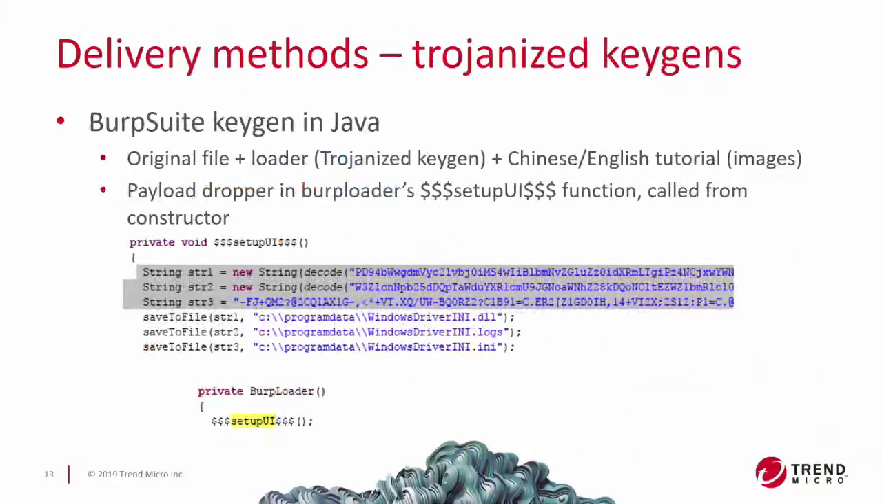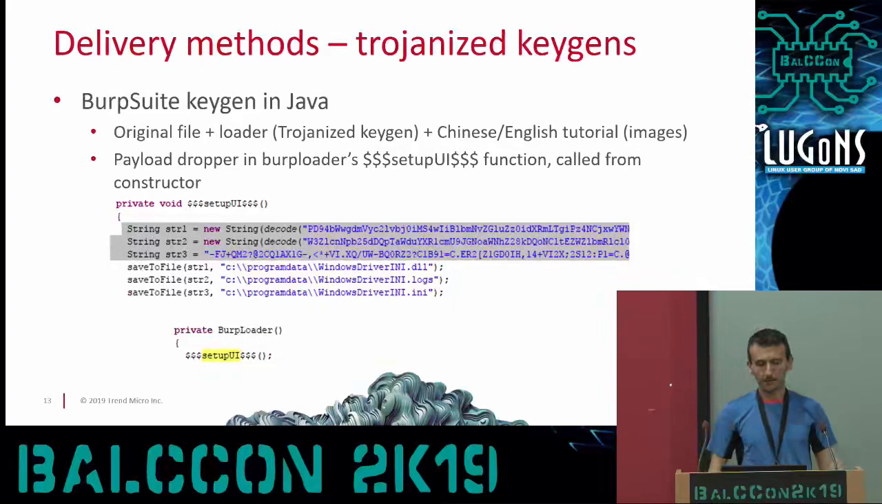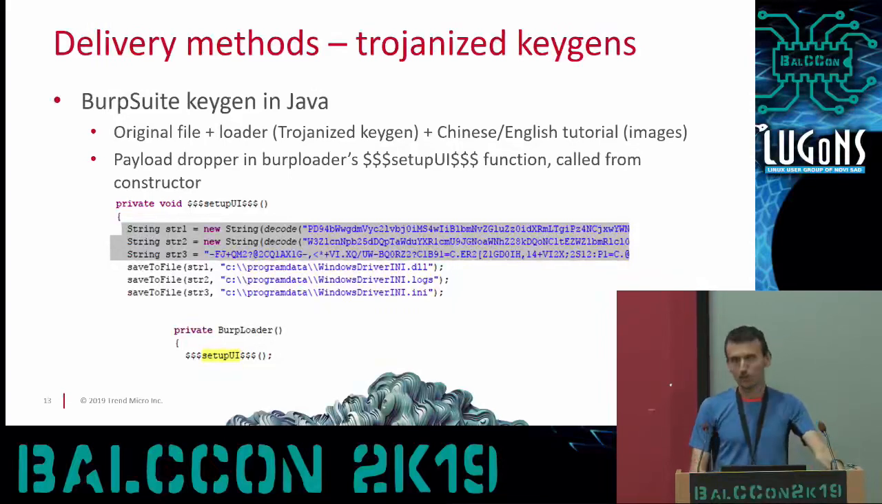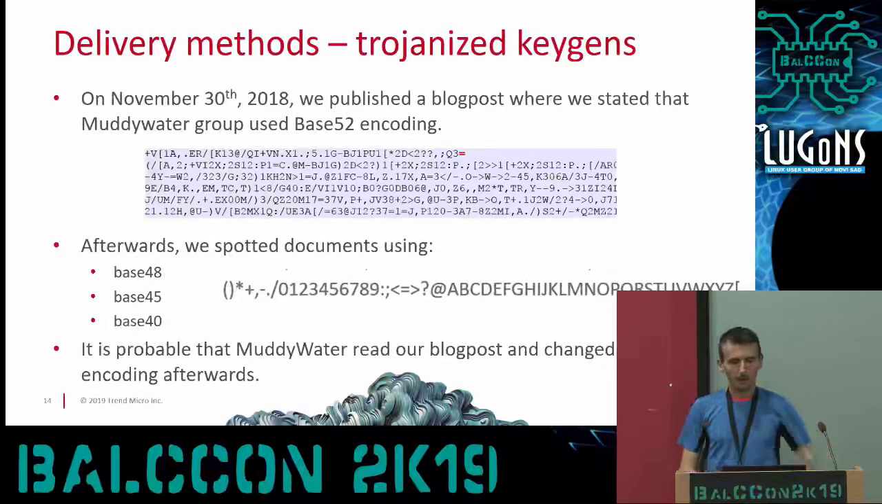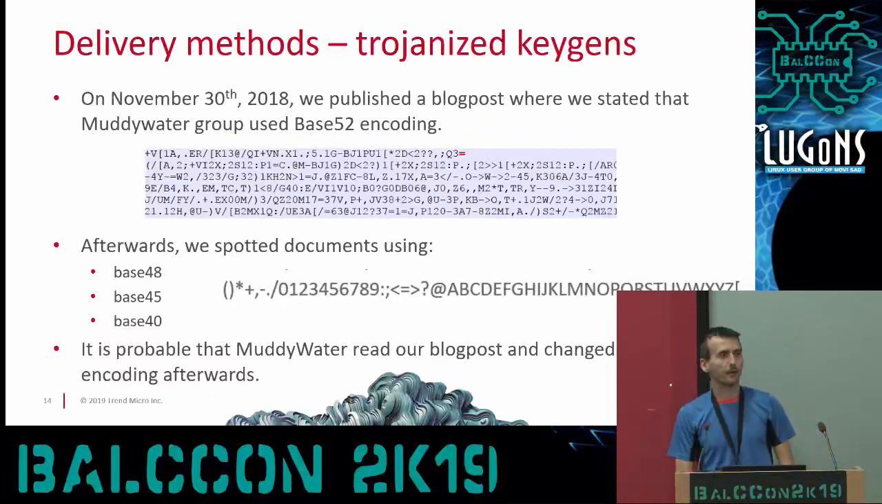One more delivery method which we found were Trojanized keygens. There is the known tool called Burp Suite, and we found a keygen written in Java, and this keygen was Trojanized. You can see the highlighted lines showing that after running the keygen, it dropped some files, and it was one of these MuddyWater threat actor backdoors.